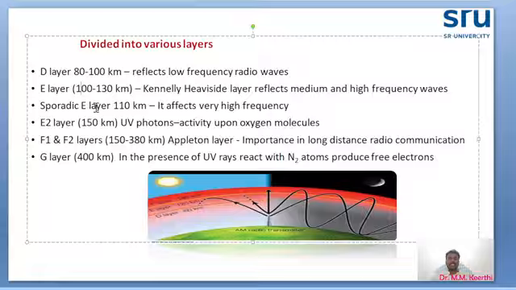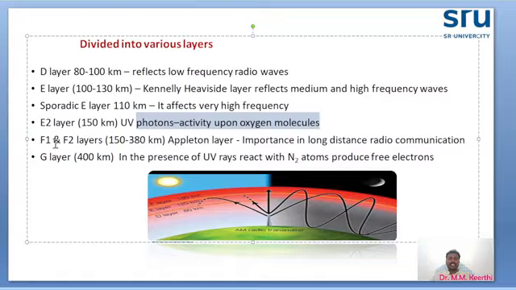The next layer is the Es layer. It is a periodic E layer around 110 kilometers. It affects the very high frequency. And the E2 layer is at 150 kilometers. It is UV photonic activity upon the oxygen molecules.